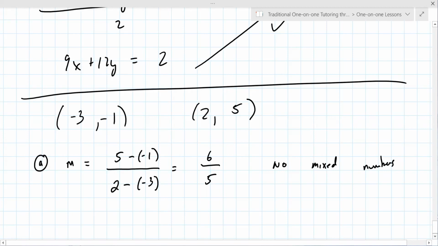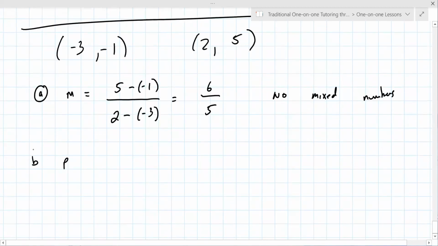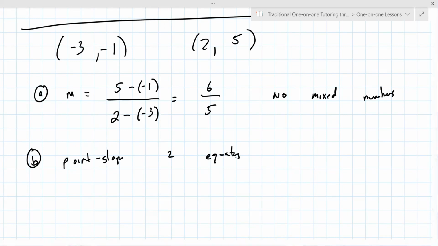Okay, so now we're going to start with point slope form. This is part B. Point slope. I want you to write the two equations. Take a minute, see if you can write those down. Let me know when you're all done. Okay, sounds good.